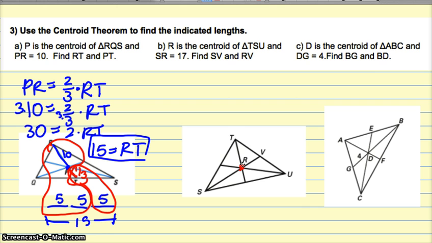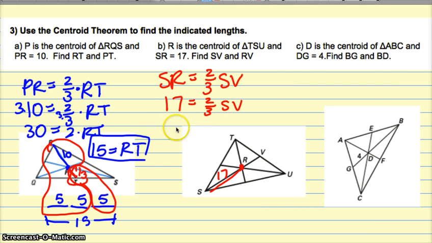Letter B, it says R is the centroid. So with them telling us that, we know these midpoints, we know these are medians, 2/3, all of those things apply. And it says that SR is 17. This problem is pretty similar. So I know that SR is 2/3 the length of the entire median.